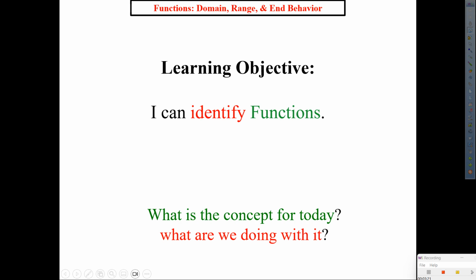All right, our objective for today: I can identify functions. So we're in the middle of domain and range and writing our three notations, which is inequality, set notation, and interval notation. We've had already 2 days. Today should be a review just to make sure we got it.